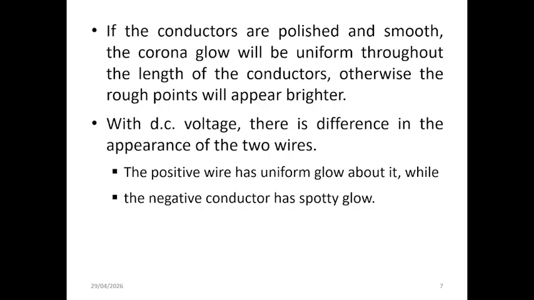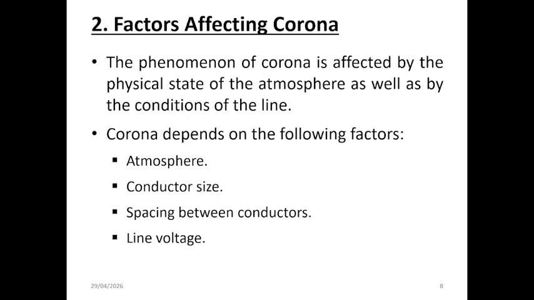In the case of DC voltage, the corona behavior differs between the positive and negative conductors. The positive conductor typically shows a smooth and uniform glow around its surface, whereas the negative conductor exhibits a more irregular or spotty glow due to uneven ionization of the surrounding air. These differences are important in understanding corona characteristics under different voltage conditions.